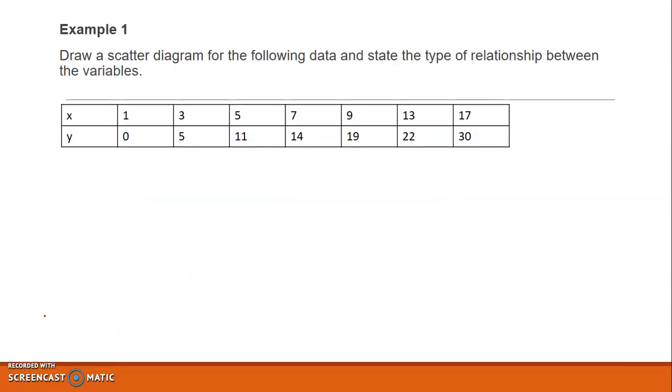Okay, let's try this example. Draw a scatter diagram for the following data and state the type of relationship between the variables. Okay, so first construct the scatter diagram. So please use your graph paper to construct the scatter diagram. Okay, so you will get something like this.